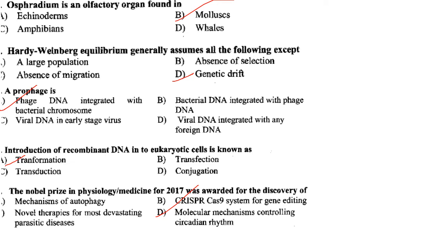Then the Nobel Prize in Physiology or Medicine for 2017 was awarded for the discovery of molecular mechanism controlling circadian rhythm. Answer is option D. It was awarded to Jeffrey C. Hall, Michael Rosbash and Michael W. Young for their discoveries of molecular mechanisms controlling circadian rhythms.